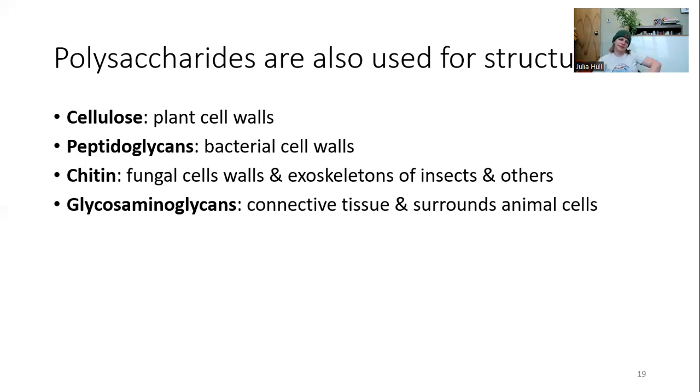And then us animals have this really big, long, scary name of glycosaminoglycans. I don't know. But that's what creates our connective tissues that allows us to move our muscles and stuff. Okay, so polysaccharides: energy storage and structure. That's the takeaway for that.